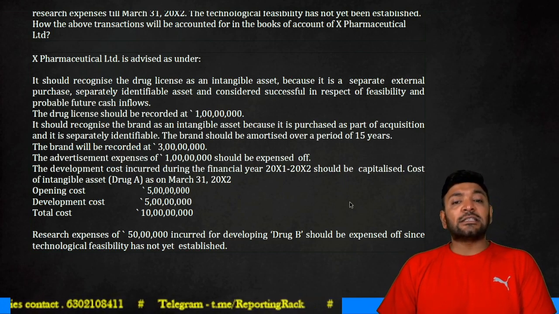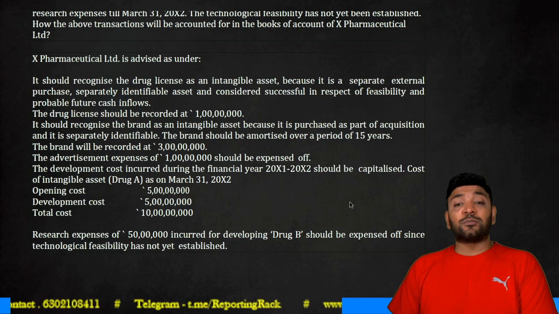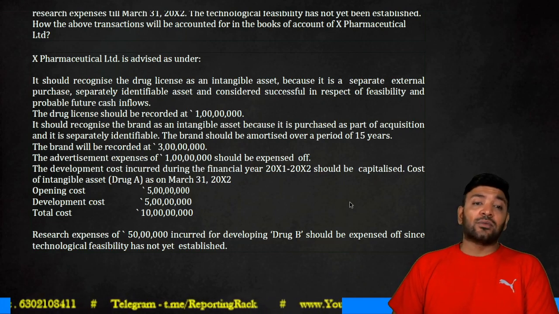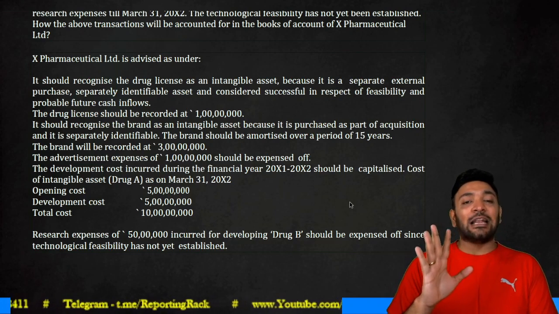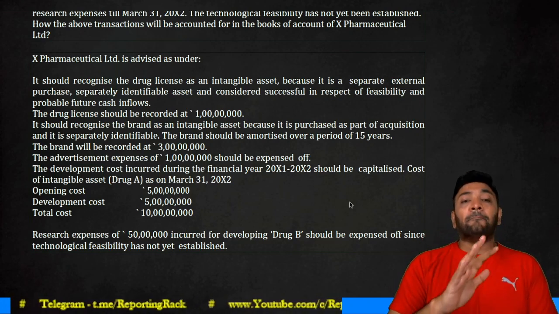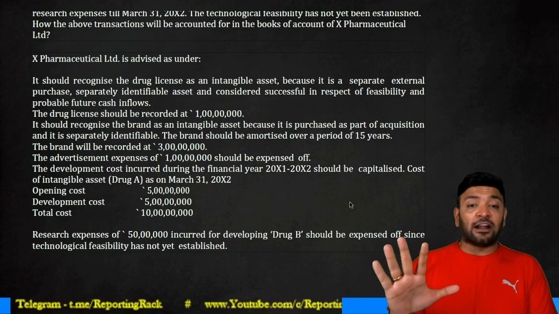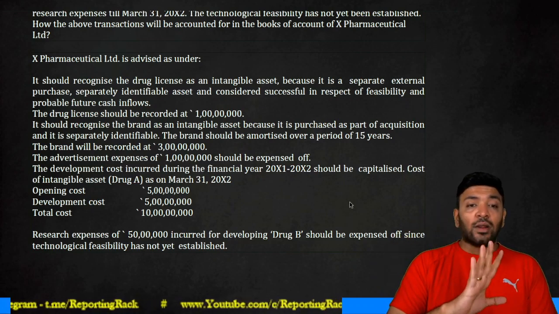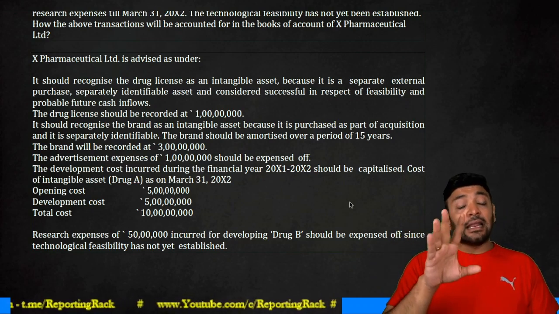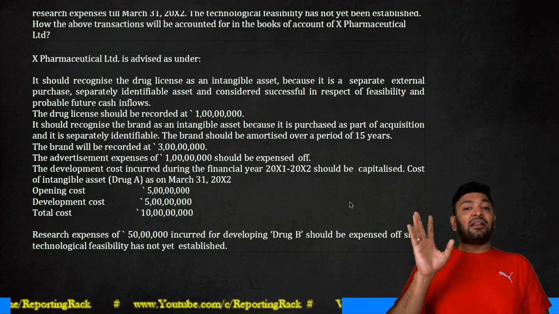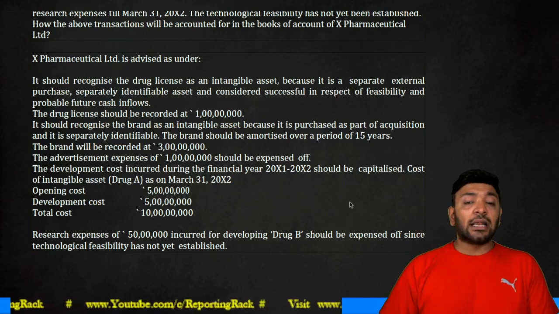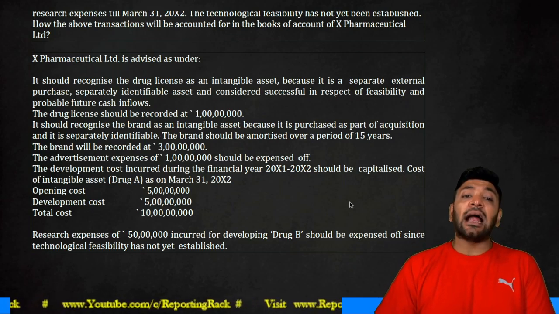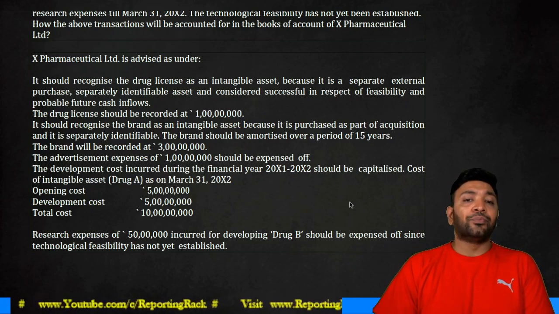It should be recognized brand as an intangible asset because it is purchased, a part of a purchase of acquisition and it is separately identifiable. He has considered it as separately identifiable, guys, but according to me, brand cannot be separately identified. Brand should be a part of goodwill only. For him, he has actually written it as separately identifiable and he recorded the brand as a separate asset, charged the amortization over 15 years at 20 lakhs rupees per year.